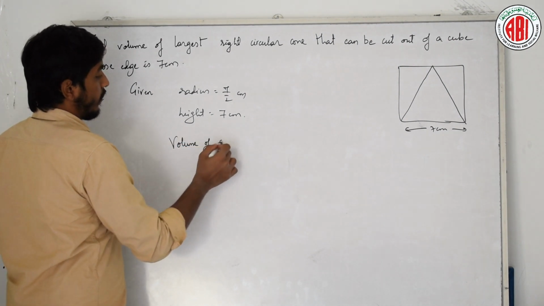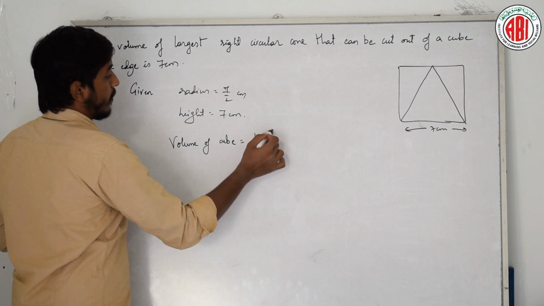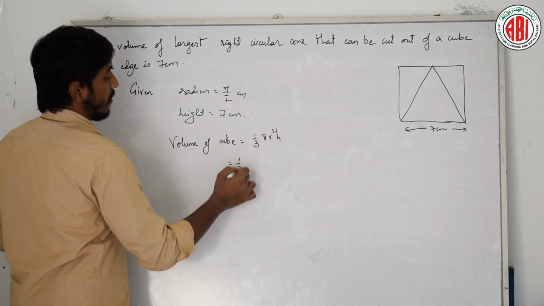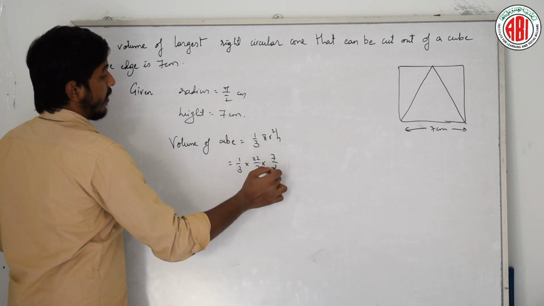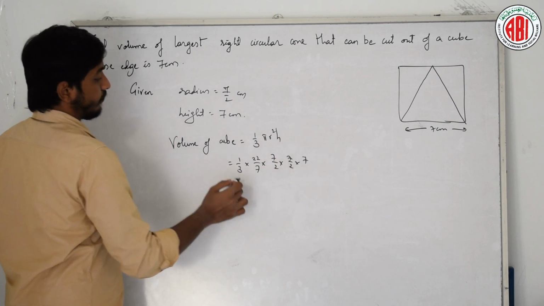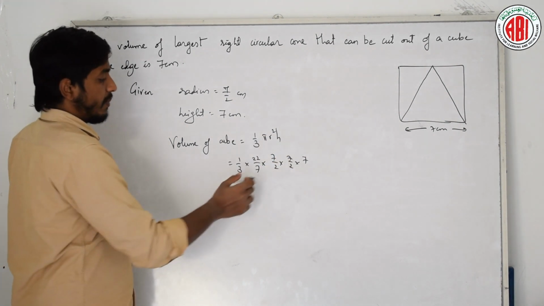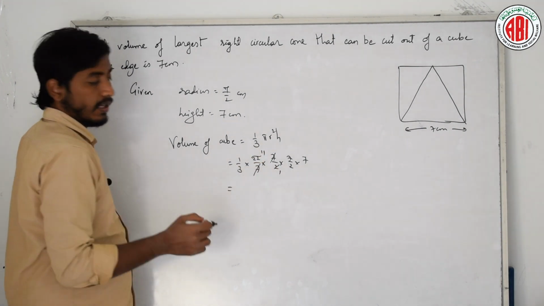Volume of cone is equal to 1 by 3 pi r square h, that is 1 by 3, 22 by 7 into what is r? 7 by 2 into 7 by 2. What is h? 7. Is it fine? Just multiply everything. 7 will get cancelled. 2 1s are 2, 11s are.